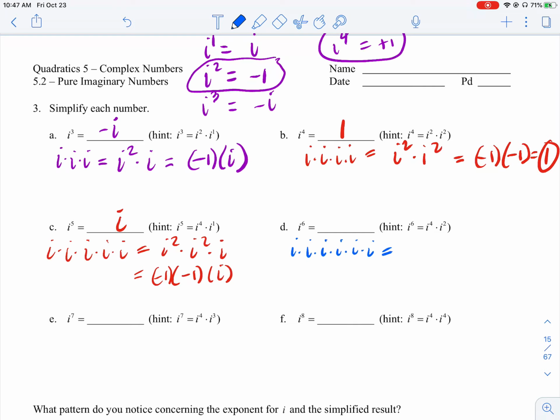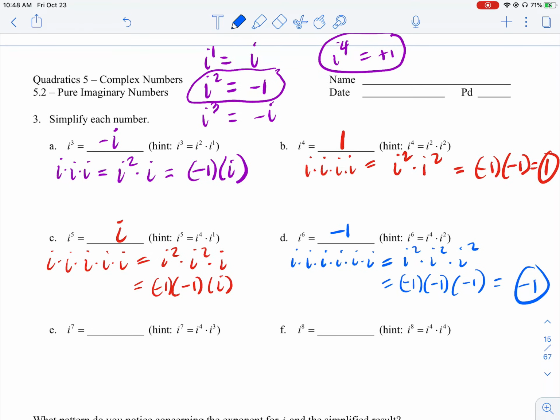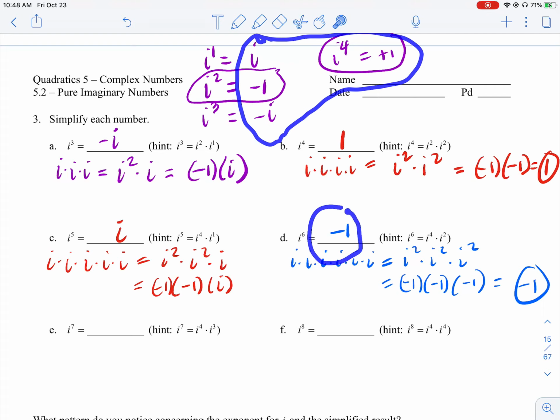Let's now group them into, how many parts is this? 3. i squared, i squared, i squared, right? So that's negative 1, negative 1, negative 1. Negative 1 times negative 1 is a positive 1, times another negative 1 is a negative 1. And so we have negative 1 in there. If you notice, we are now following a pattern. i is i, negative 1, negative i, positive 1. And then it went back to negative 1 again. Does that mean the next one is a negative i?